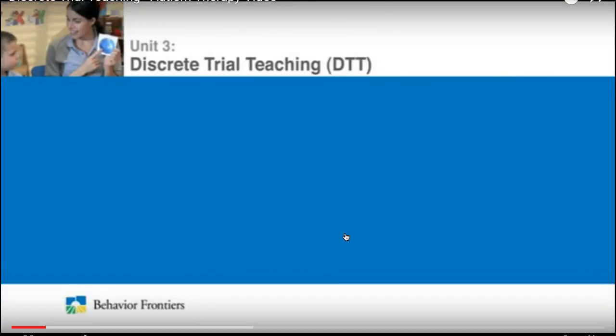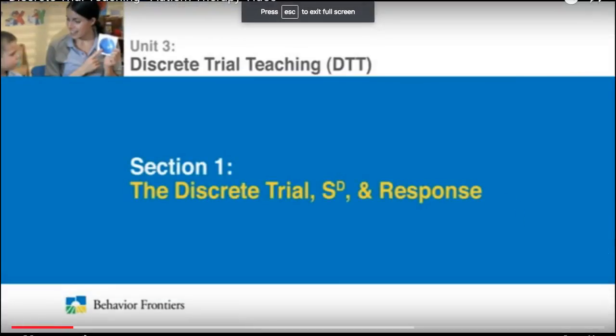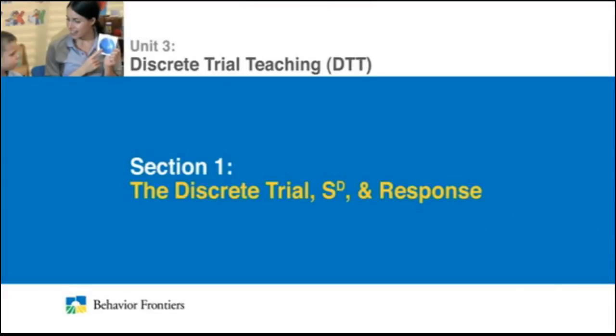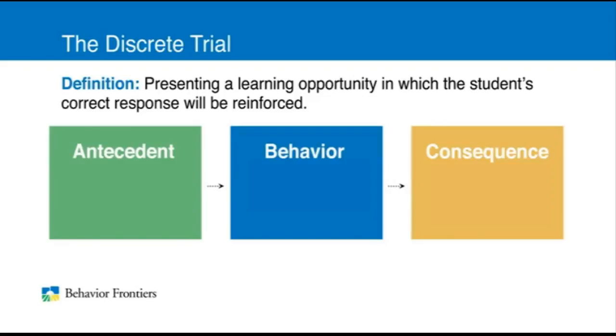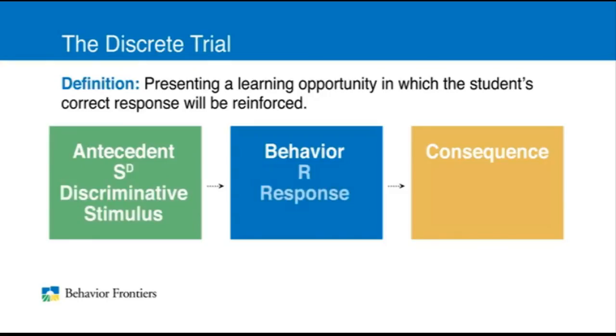Unit 3, Discrete Trial Teaching. Section 1, The Discrete Trial, SD, and Response. In DTT, the discrete trial is used to teach new behaviors. The definition of a discrete trial is presenting a learning opportunity in which the student's correct response will be reinforced. The discrete trial consists of 3 parts which correspond to the ABCs of behavior. These parts are the discriminative stimulus, or SD, the response, or R, and the stimulus reinforcer, or SR.